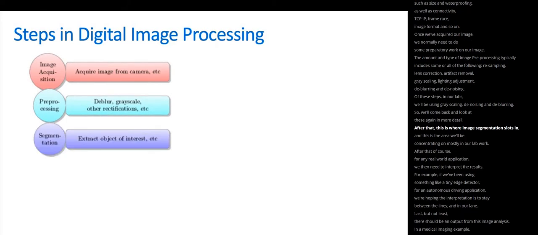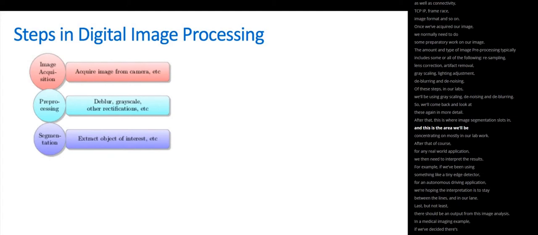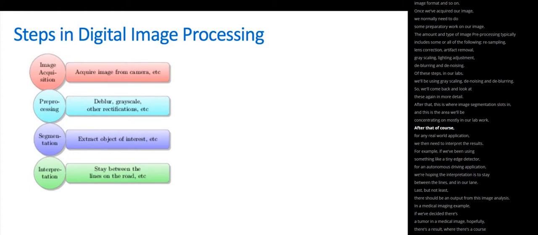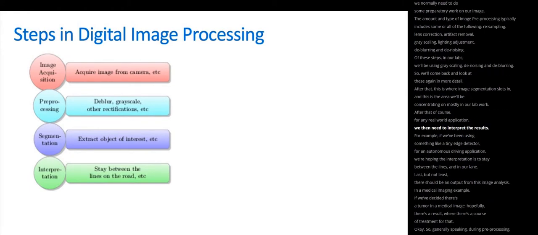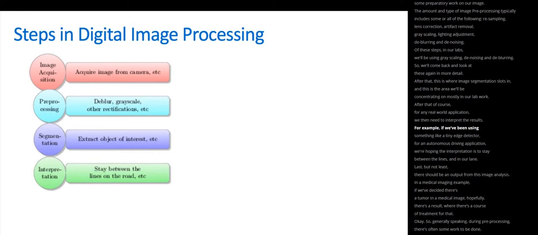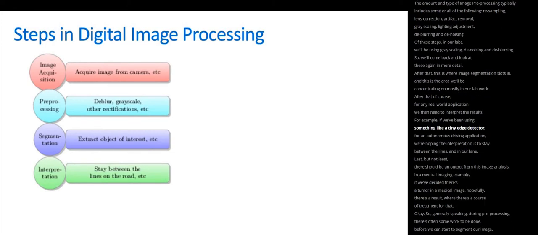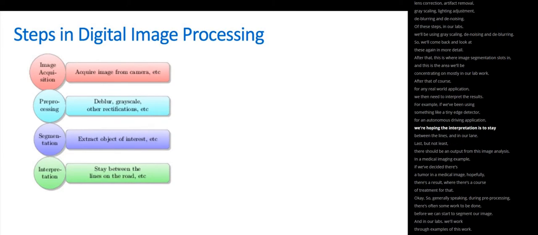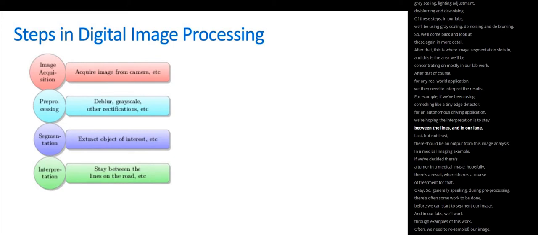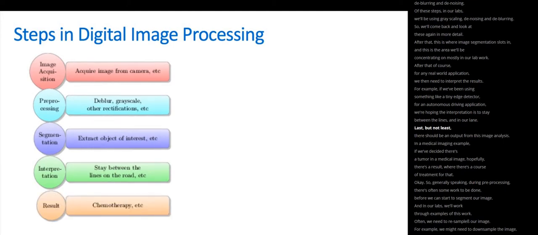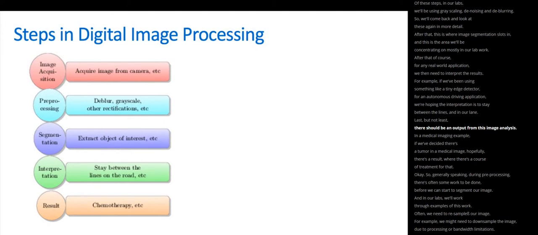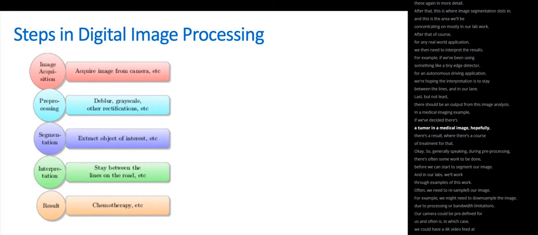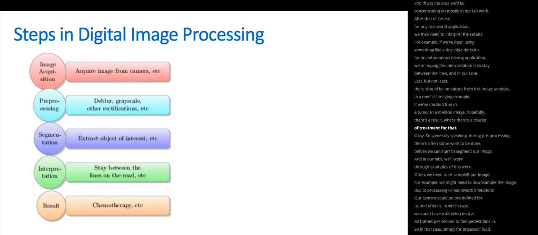After that, this is where image segmentation slots in, and this is the area we'll be concentrating on mostly in our lab work. After that, of course, for any real-world application, we then need to interpret the results. For example, if we've been using something like a canny edge detector for an autonomous driving application, we're hoping the interpretation is to stay between the lines and in our lane. Last but not least, there should be an outcome from this image analysis. In a medical imaging example, if we've decided there's a tumour in a medical image, hopefully there's a result where there's a course of treatment for that.